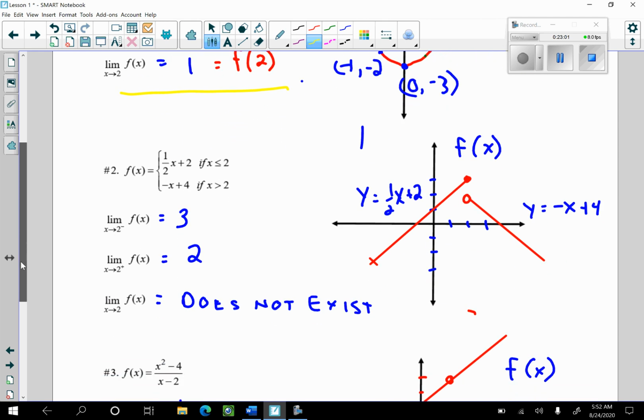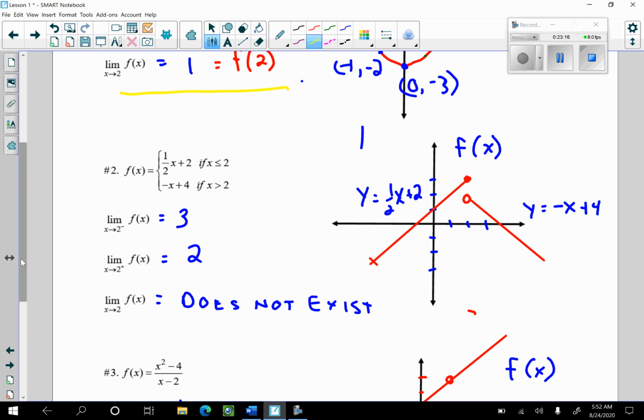This is a piecewise. We did a lot of piecewise. I may throw in a review of piecewise and a review of some rational functions in a day or 2. But right now, just do your best on these piecewise, because I wanted to jump into the calculus.